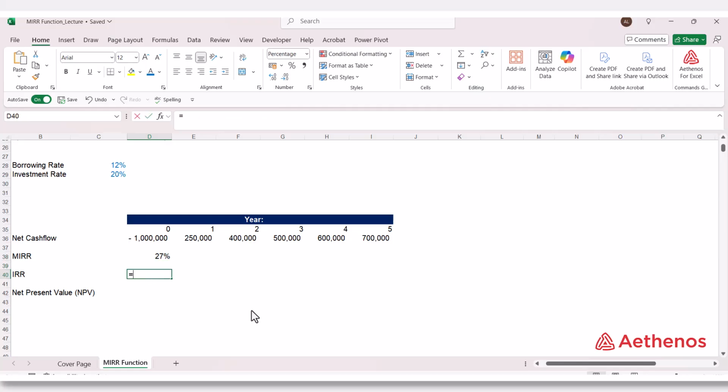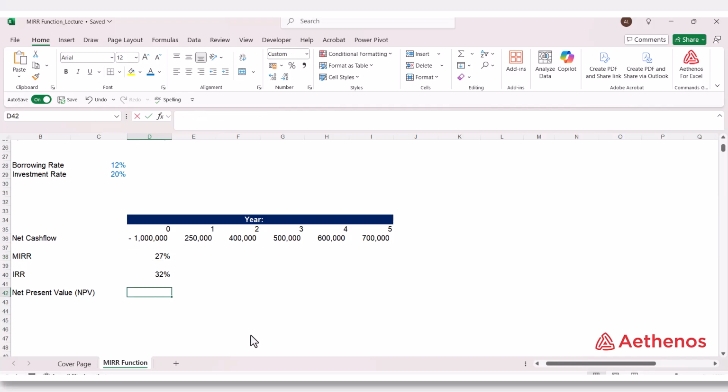So let's calculate the IRR. So the IRR is 32%, but the modified internal rate is 27%. So this is more accurate because it's actually taking the real borrowing rates and the investment rates into account. But the IRR is basically assuming that the borrowing rate, the investment rate, and the project's return are the same IRR rate of 32%. So the MIRR is a more accurate reflection of the internal rate of return, considering the correct borrowing rate and the investment rate.